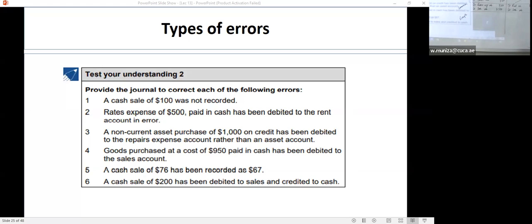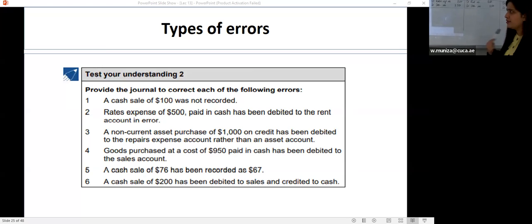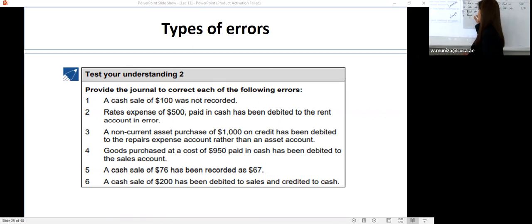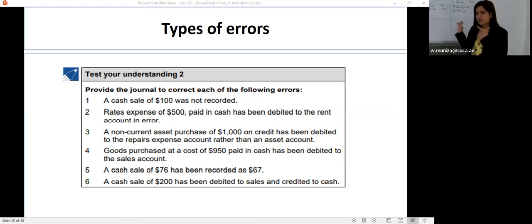So a non-current asset purchase of $1,000 on credit. What should have been the correct accounting entry, Samiha? A non-current asset purchase of 1,000 on credit. Very good, debit non-current asset account and credit, very good, credit would have been payables account with an amount of 1,000. Has been debited to the repair expense account. What is the wrong entry?